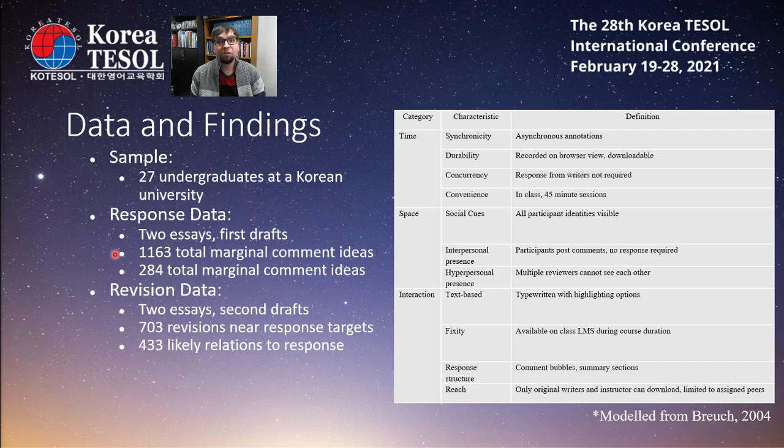For all these students, I found a total of 1,163 marginal comment ideas, not bubbles, which is something that I'll talk about a little bit later, and 284 total comment ideas. Then for revision data, I looked at the second draft and I tried to make a connection between revision requests or ideas and also likely relations to the actual response. In other words, the revision that takes place in the text has to have some possible to strong connection to the idea that was being shared.